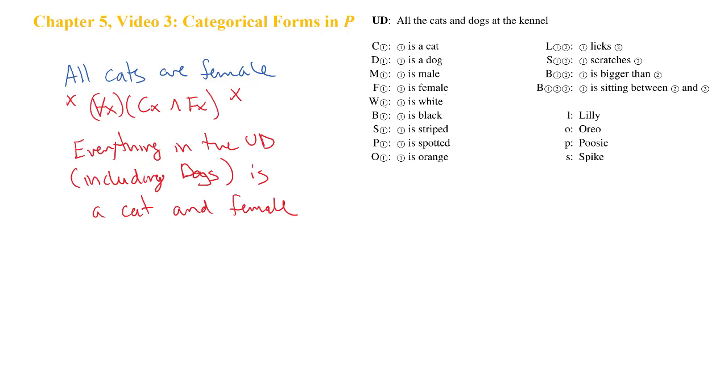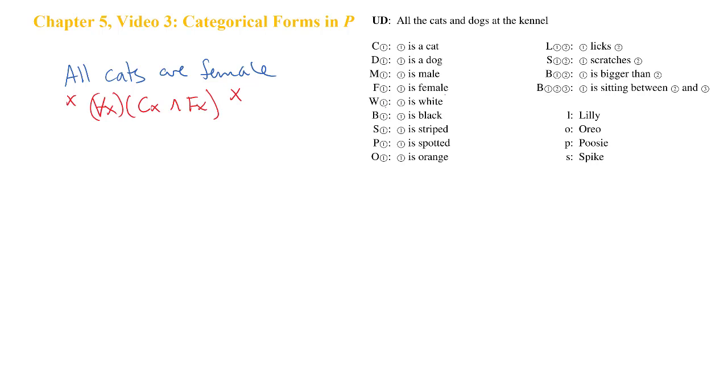And the funny thing is we end up saying that the dogs are cats. In addition, female cats. So something's gone wrong there. What do we need to do? Well, what we need is the simple, most basic categorical form. We're going to say of everything in the universe of discourse, x, for all x, if it's a cat, then it's female. And that will get us what we want.